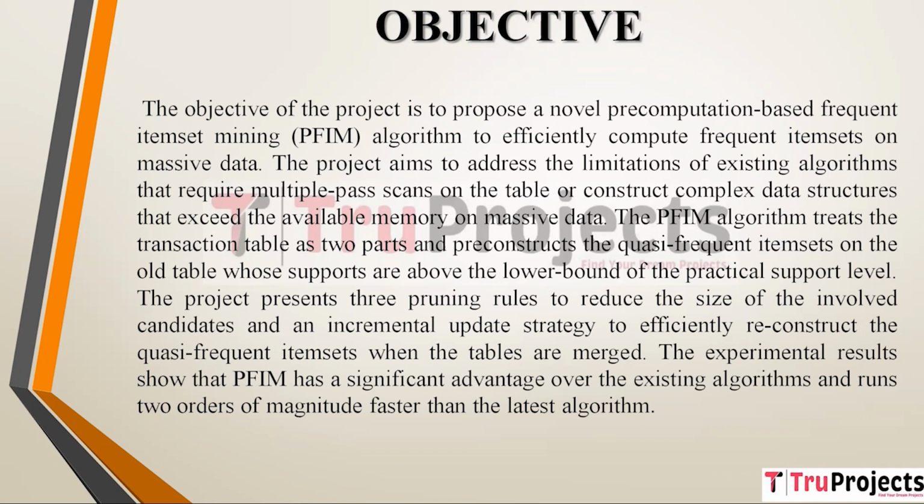The PFIM algorithm divides the transaction table into 2 parts and pre-constructs the quasi-frequent item sets on the old table whose supports are greater than the practical support level's lower bound. When the tables are combined, the project includes 3 pruning rules to lower the size of the involved candidates, as well as an incremental updating strategy to efficiently reconstruct the quasi-frequent item sets. The results of the experiments reveal that PFIM has a considerable advantage over the previous algorithms and is 2 orders of magnitude faster than the most recent algorithm.